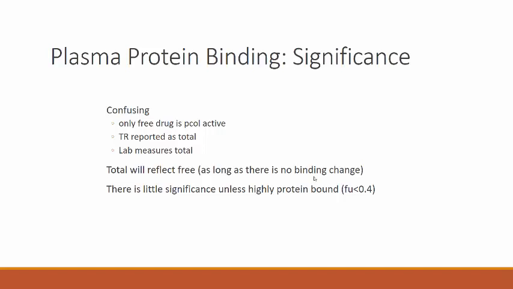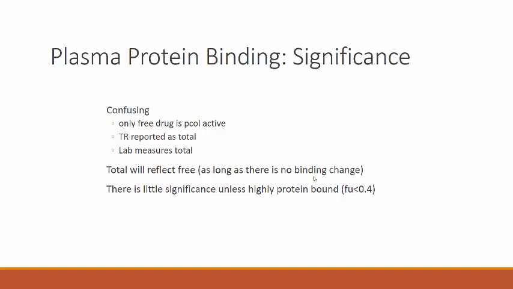So as long as there's been no change in plasma protein binding, total will reflect what's happening with free, the active component. The other thing is plasma protein binding is really insignificant unless the drug is highly bound to plasma proteins. The more highly bound, the more significant changes become. We've talked about this a little bit in other contexts. So if the drug is 99% bound, that means only 1% is free. Then if there's even small changes in the fraction unbound, if it went from 1% free to 2% free, you've in effect doubled the active component of drug.